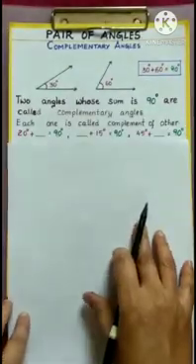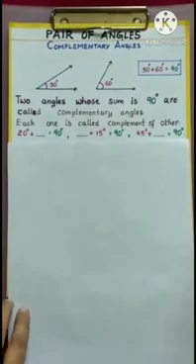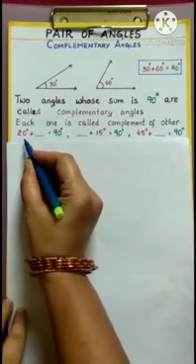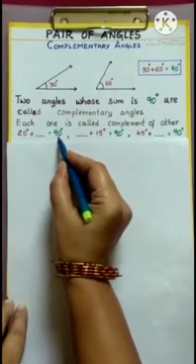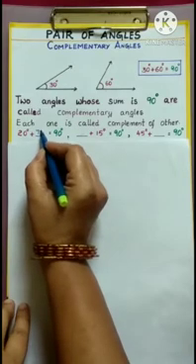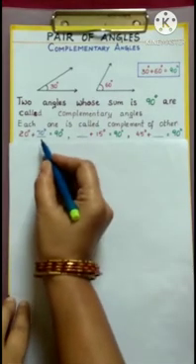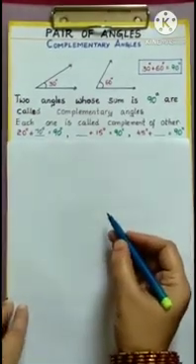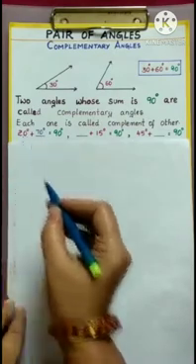Now here you have some examples. You have to find the complementary angle of the given angle. Now what is the first one here? The first one is 20 degrees. Now what is the complementary angle of 20 degrees? Here to get 90 degrees, which angle is to be added? Yes, it is 70 degrees. Now how did we get this 70 degrees? If we subtract 20 from 90 degrees, we get 70 degrees. So here 70 degrees is the complementary angle of 20 degrees.